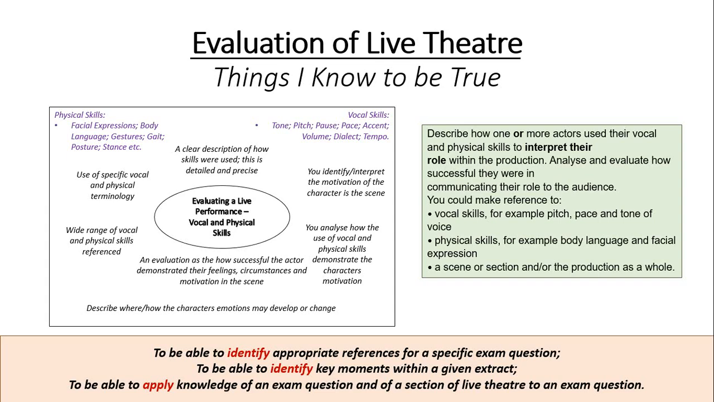How do they feel? What is going on? What do they want to achieve in the scene? What are their circumstances? So again, almost like in the performance question in Blood Brothers, you need to be able to interpret how that character feels, what is going on in that character's mind. And then finally, you just need to analyse how the use of vocal and physical skills demonstrates that character's motivation, demonstrates your interpretation of that character, and look at it in clear detail.